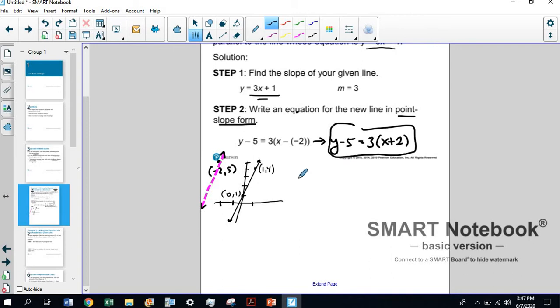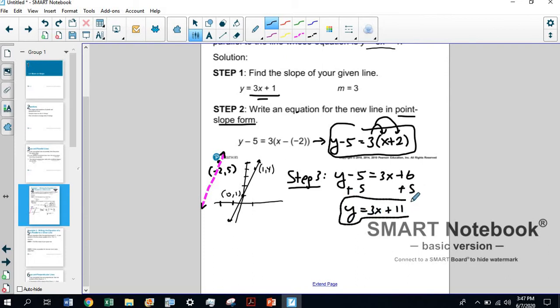In point slope form. Make sure when you're doing MyMathLab, you read the directions. That's point slope form. But then if you wanted to solve it for y, this would kind of be step 3. We could put it in slope-intercept form, and now we get y minus 5 equals 3x plus 6, distribute the 3, add 5 to both sides. All right, and you get y equals 3x plus 11, and that is the equation for the purple line over here, which is parallel to our original line.